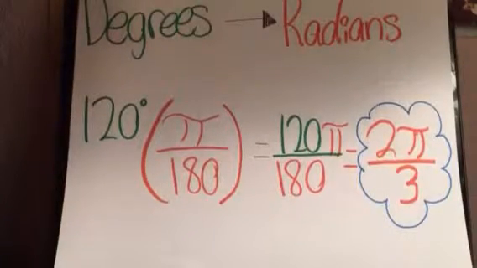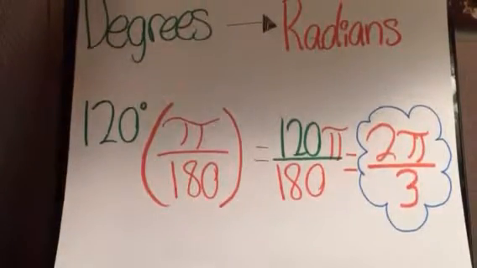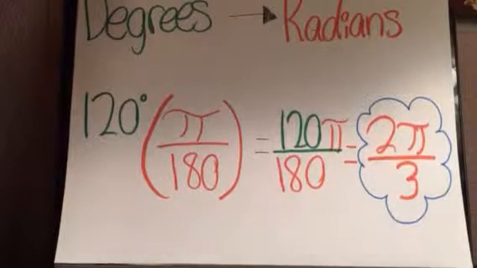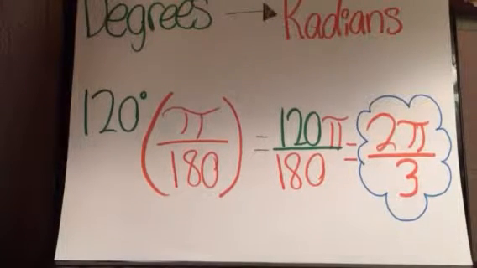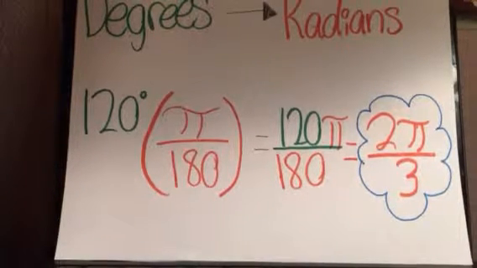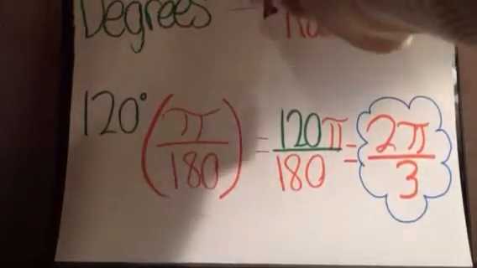Here we have a degrees of 120. We multiply this degrees by pi over 180, giving us 120 pi over 180. Our final step is to simplify, giving us 2 pi over 3. Now that we have our radians, let's try and convert our radians back to degrees.